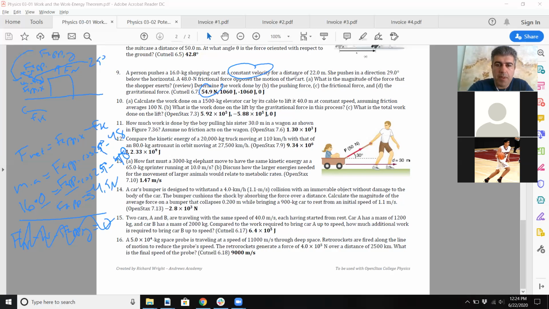Then to get the work done by the pushing force, that's going to be 54.9 times 22, oh, but it has to be in the x direction, my bad. So it's going to be 54.9 times cosine 25, then times 22. You do get, well, I don't get 1060. 54.9 times cosine 25. Yeah, I got 1094. Did anyone get 1094?